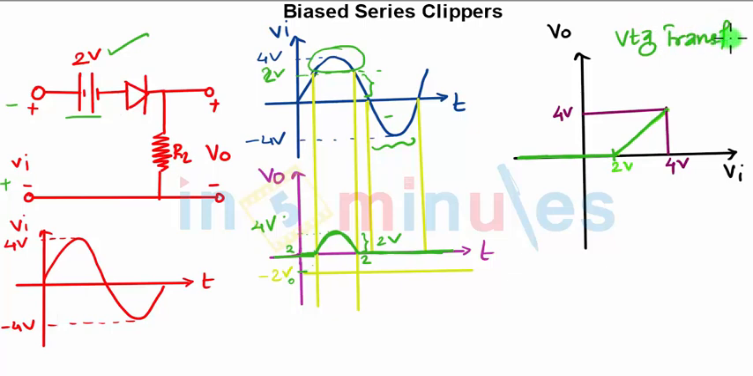You can draw the voltage transfer characteristics for all circuits and you can design the circuit from the given voltage transfer characteristics also. That is, if you want the output after 2 volts, what should be the position of the source and the diode can be decided from the voltage transfer characteristics also.